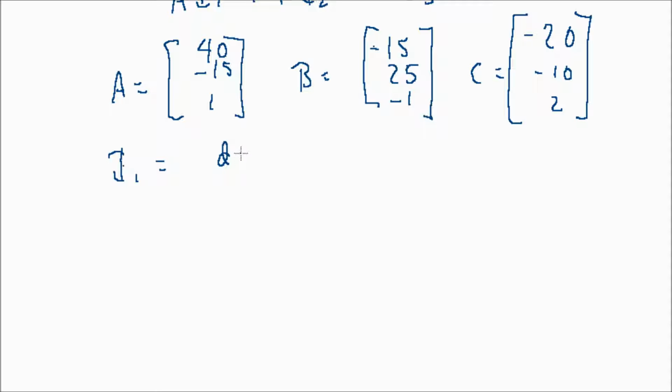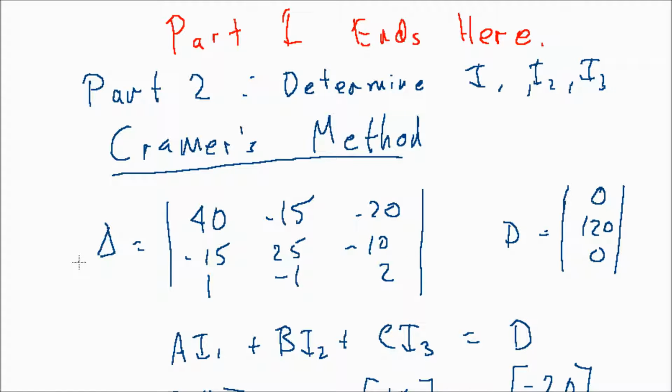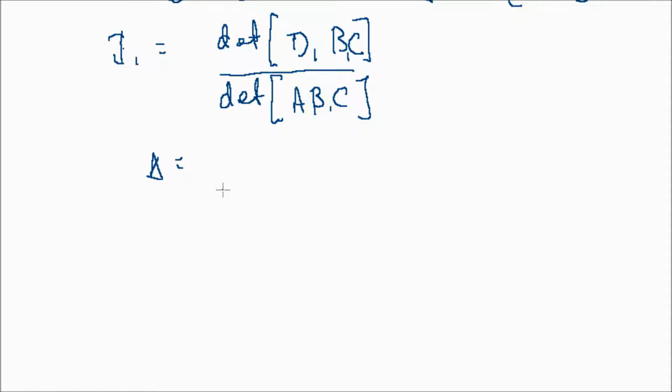I1 is equal to the determinant of D, B, C divided by the determinant of A, B, C. The determinant of ABC we've already called delta, the determinant of this right here. First we're going to work it out the hard way, and then we're going to work it out the easy way. Delta is the determinant of A, B, C.